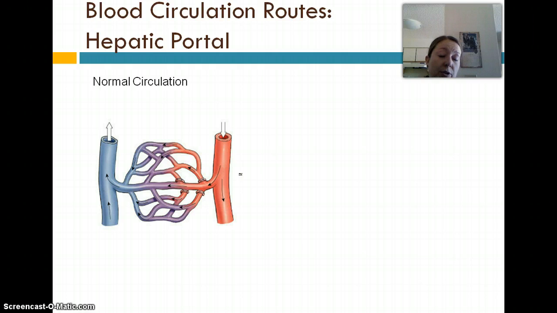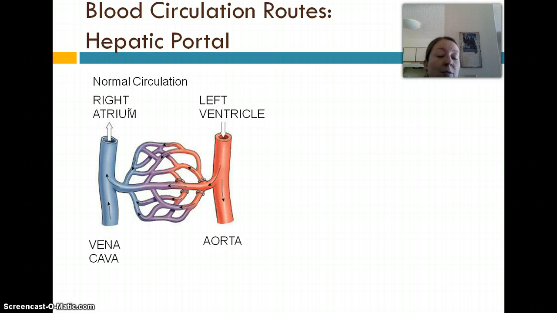So in normal circulation, here's what happens. We have the left side of the heart pumping into the aorta. The aorta branches off in a lot of different areas, but eventually it breaks down into smaller and smaller capillaries. Those capillaries merge together to form venules and veins, and finally the vena cavas, which make their way to the right atrium. That's normal circulation. Blood essentially goes through one set of capillaries.